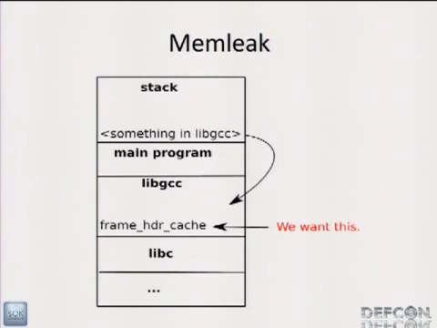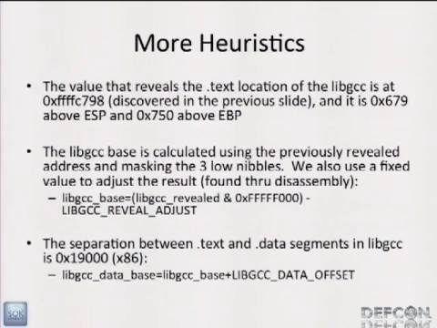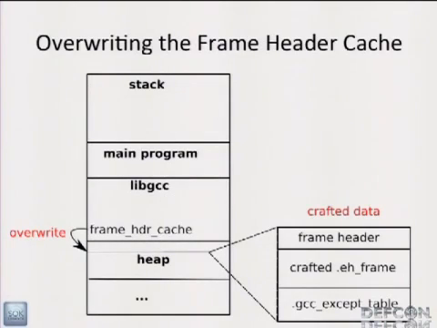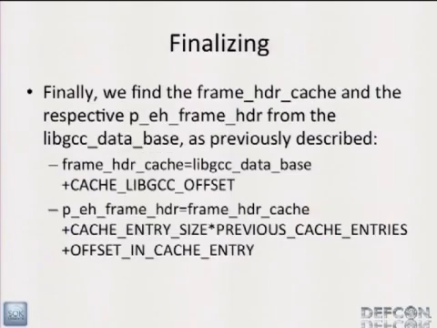Right. So the idea here is that there's somewhere on the stack that points somewhere in libgcc. And we get a memory leak, we get that value, we find the base of libgcc from that, from known offsets. We know the base, and then we have a known offset for the frame header cache, which is what we want to actually overwrite. So once we overwrite it, we then point it to our data, which in this example happens to be loaded on the heap. I have a little toy program that lets us load files into memory to make it really easy for us. In the real world, you'd have to jump through a few more hoops.